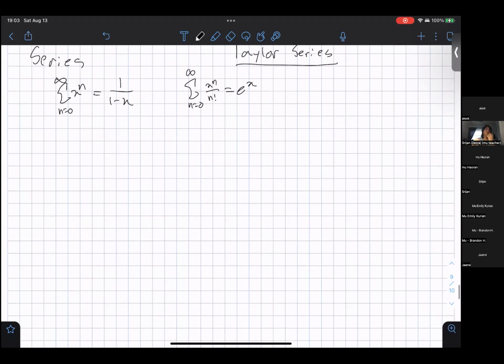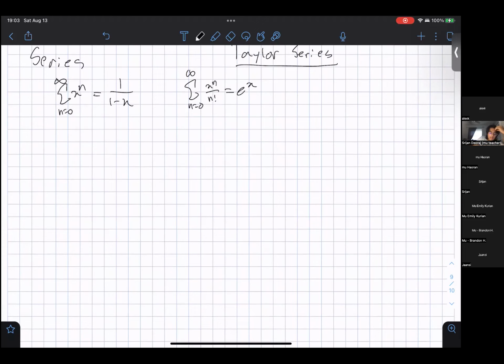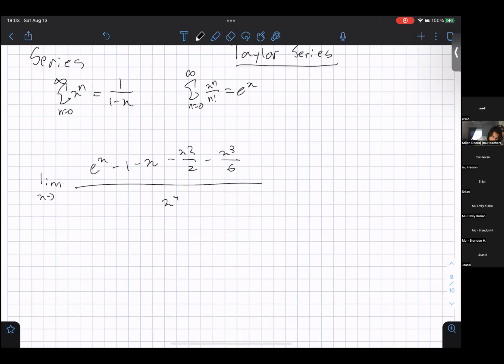But we can use this to evaluate limits, because let's say we have e to the x minus 1 minus x minus x squared over 2 minus x cubed over 6, all over x to the fourth, and we want the limit as x approaches 0. If we plug x equals 0 into this, on the bottom 0 to the fourth is 0, and on top 1 minus 1 minus 0 minus 0 minus 0. So it's 0 over 0, an indeterminate form. What we can do in this scenario is use the series for e to the x to solve this limit.